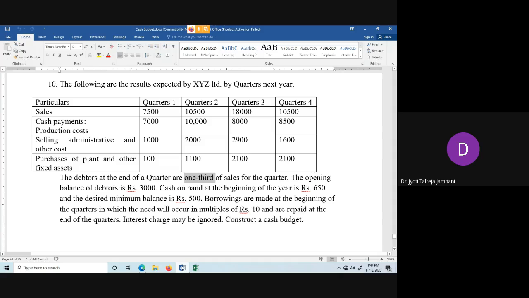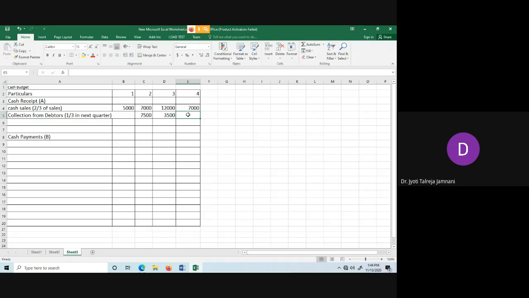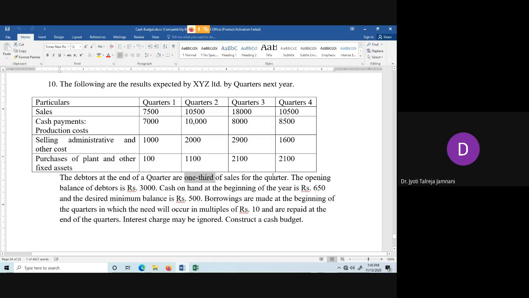And for the third quarter, 18,000 were the sales. That 18,000, 1/3 is 6,000, which will be paid in the fourth quarter. And fourth quarter sales will be paid in the next year, first quarter. We are not preparing it for next year, so we're not recording it here. Now for first quarter, we need to know the previous quarter sales. So if you see here, they've given it clearly.